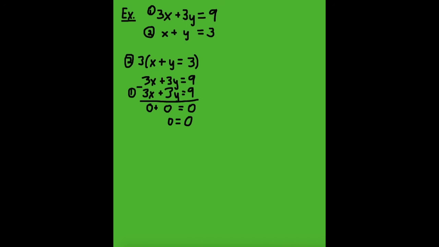However, this problem is different than the last problem. In the last problem, we got 0 equals 7, and since 0 does not equal 7, there was no solution. In this problem, we got 0 equals 0, and since 0 does equal 0, we have an infinite number of solutions for these equations.